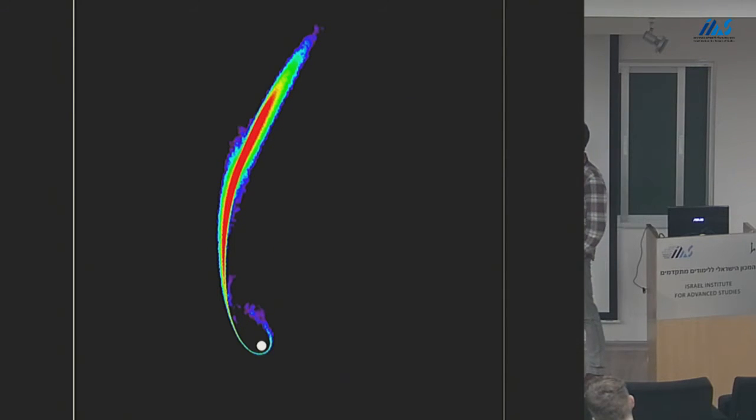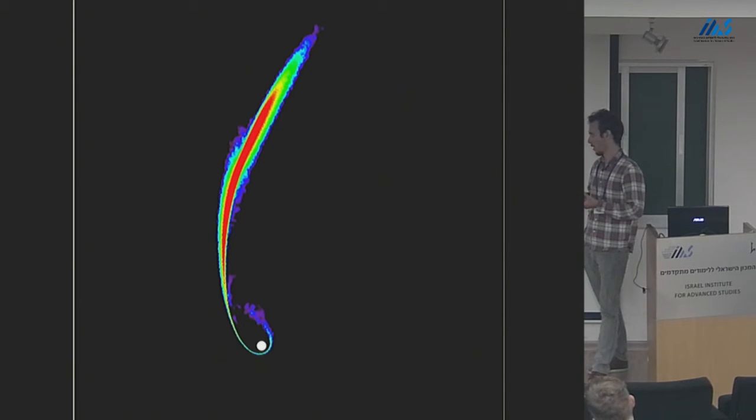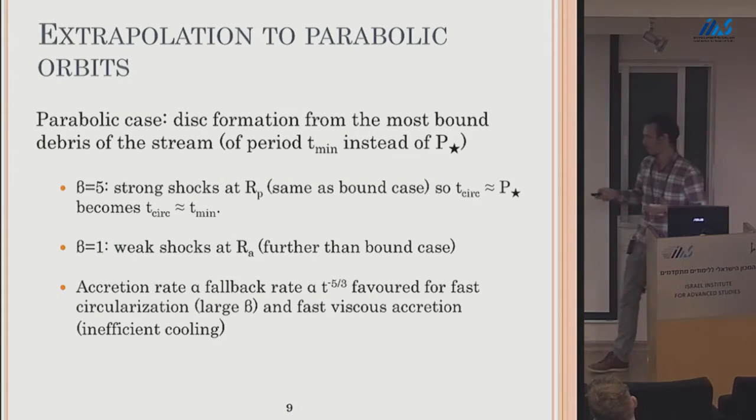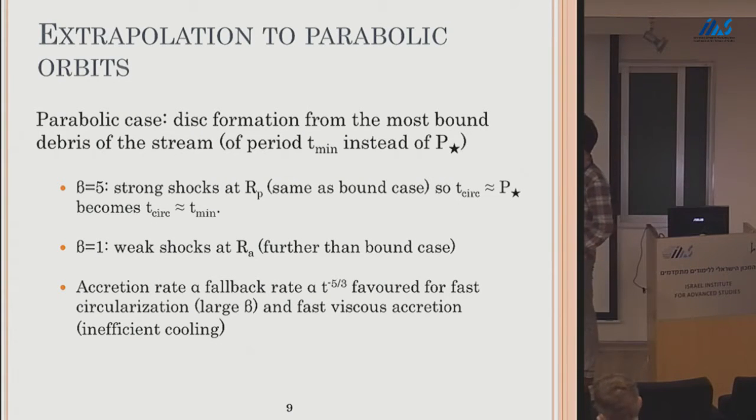However, if we keep the penetration factor or pericenter distance fixed, this apsidal precession will stay large, leading to shocks close to pericenter, which will drive the disk formation on a dynamical timescale. So one way to extrapolate these results for large penetration factor is to say that, due to shocks that still happen at pericenter, the circularization timescale is about the dynamical timescale of the most bound debris, because those are the ones involved in circularization in this case.